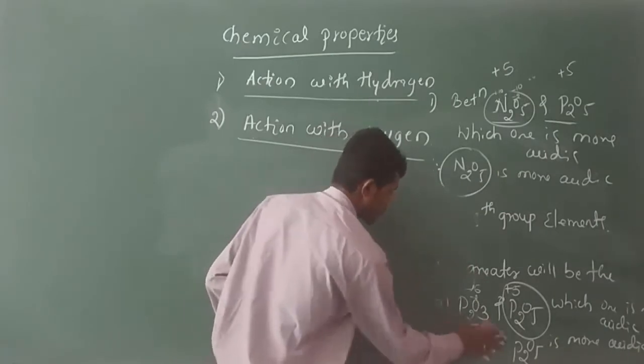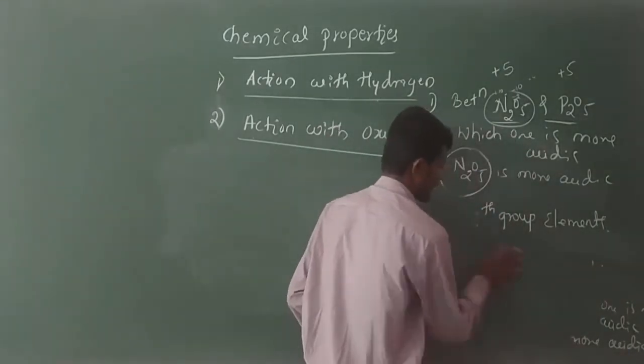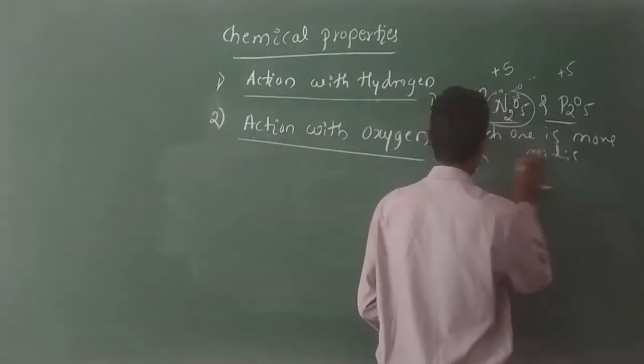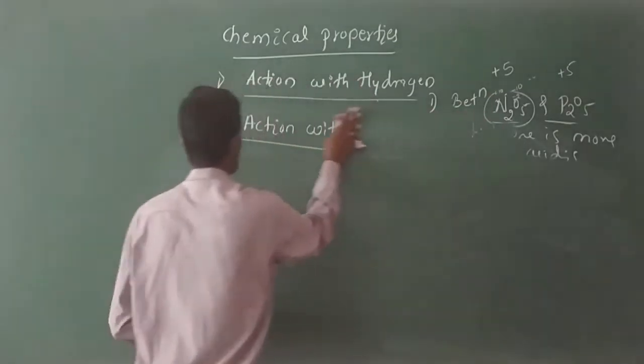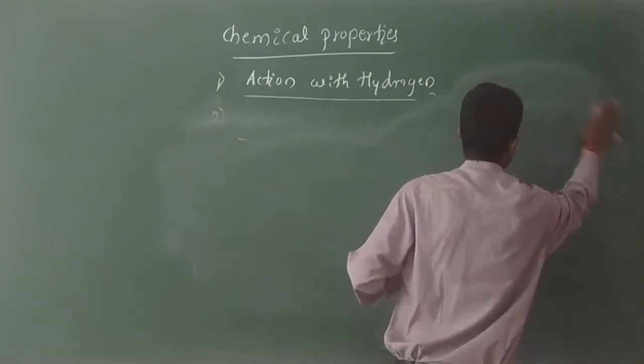P2O5 is more acidic due to the increase in the oxidation number. The greater the oxidation number, the greater will be the acidic nature.